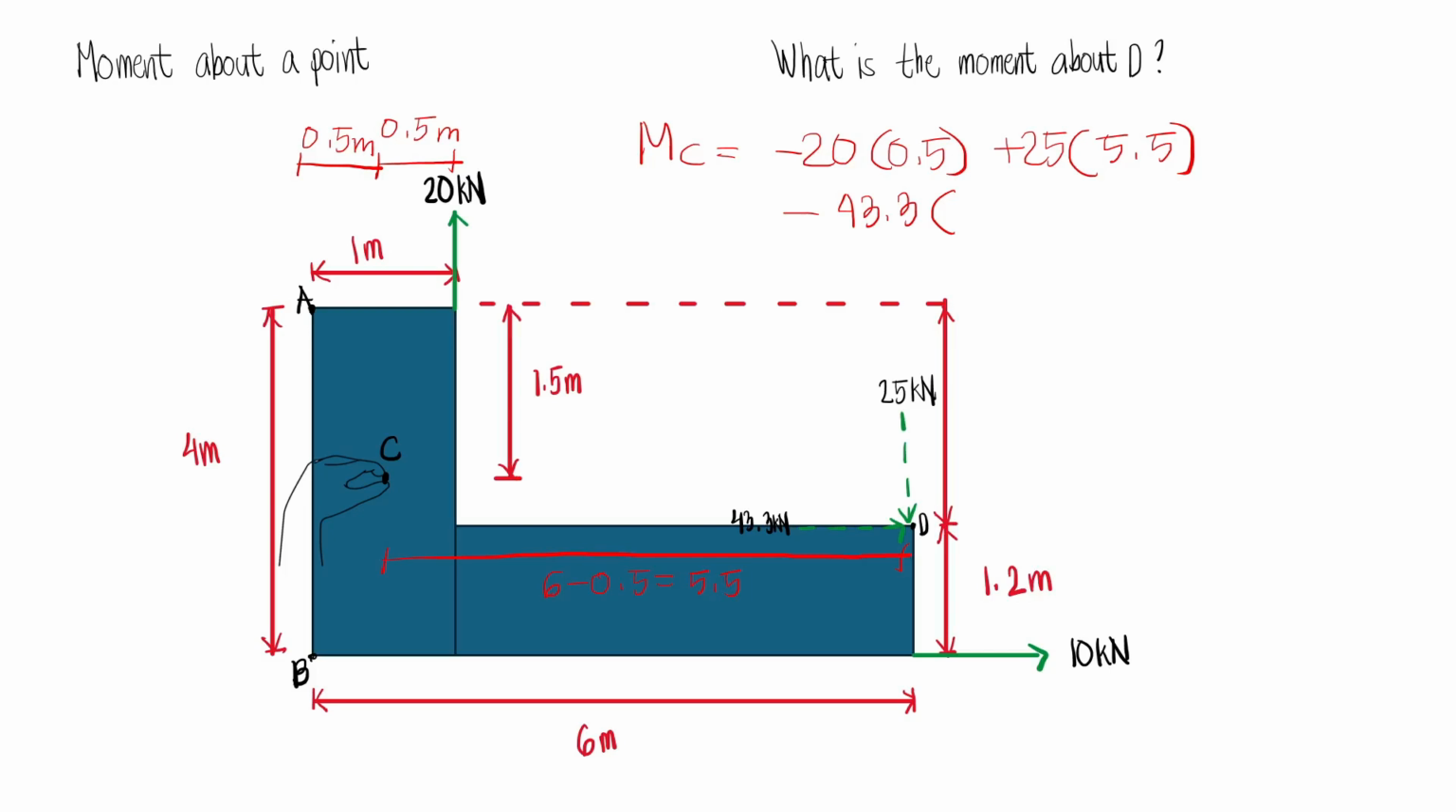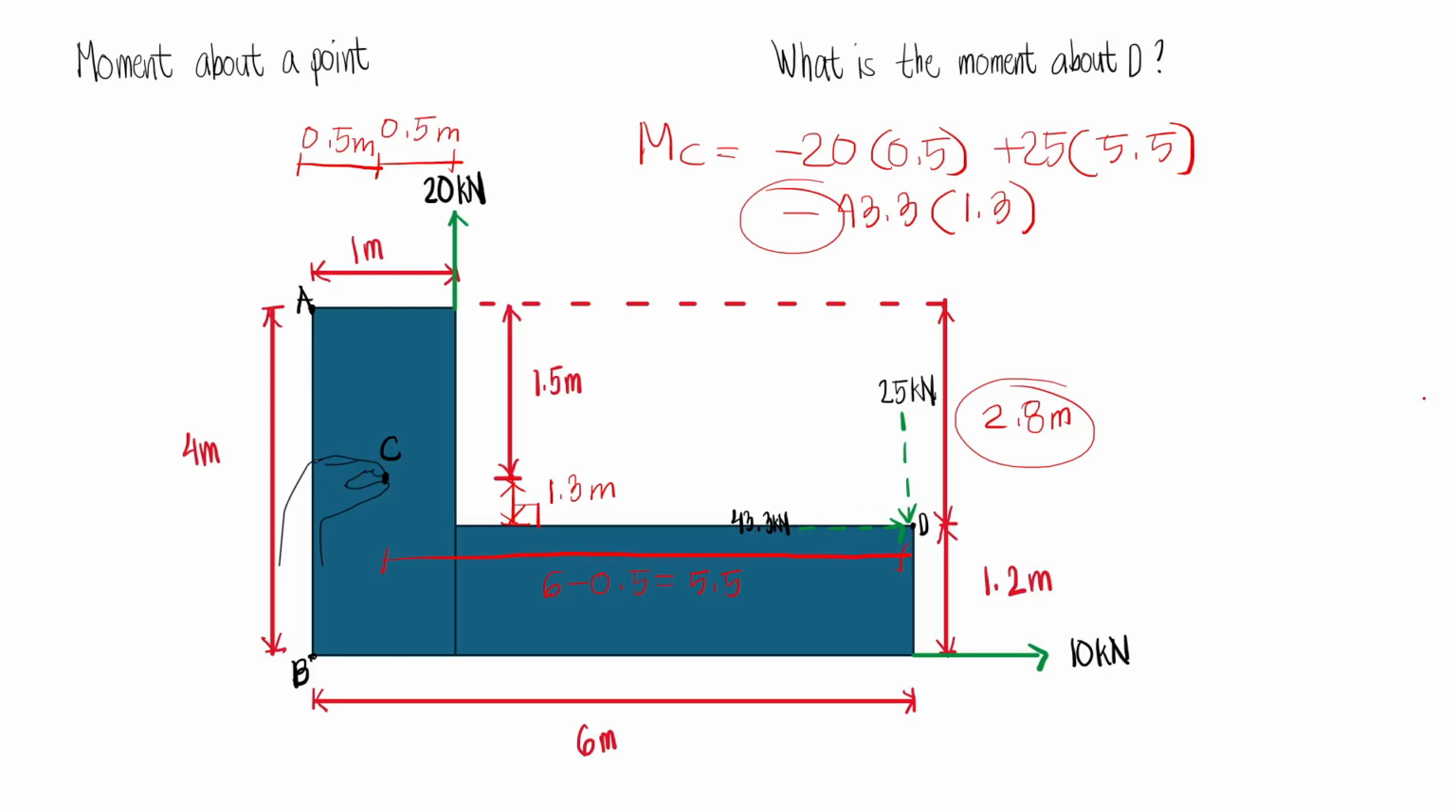Now our moment arm will be this distance from here up to here. Now that will be, again, this is 2.8 meters because 4 minus 1.2. And so this distance is actually 2.8 minus 1.5. Now that will give us 1.3 meters. And so we have minus 43.3 multiplied by 1.3. Again, this is minus because this will cause our body to rotate counterclockwise. And then this is 1.3 because this is our perpendicular distance from the force up to our point.